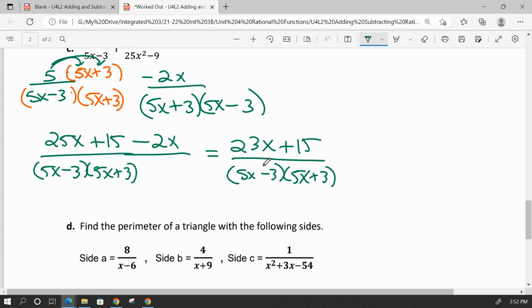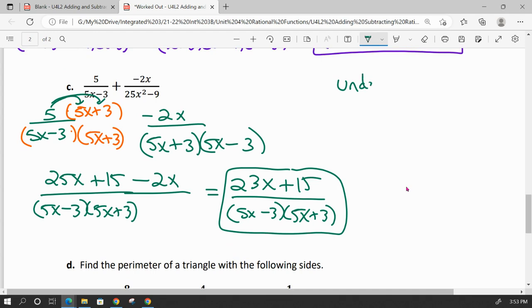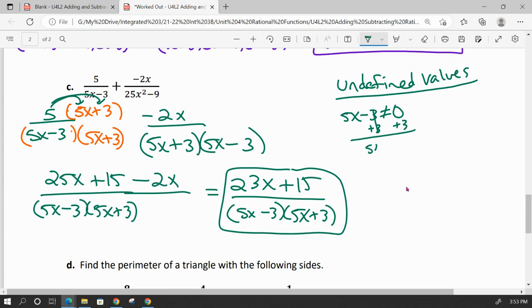All right, this is long. So now you have to get your undefined values from your denominators. Let me do that off to the side. If you have a factor of 5x minus 3, then 5x minus 3 cannot equal 0. If I add 3 and then divide by 5, I get the statement x cannot equal 3/5.